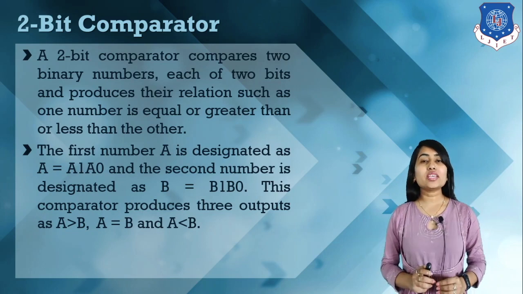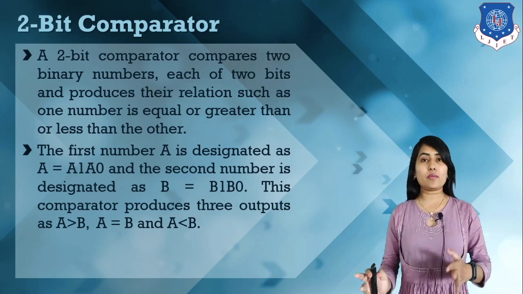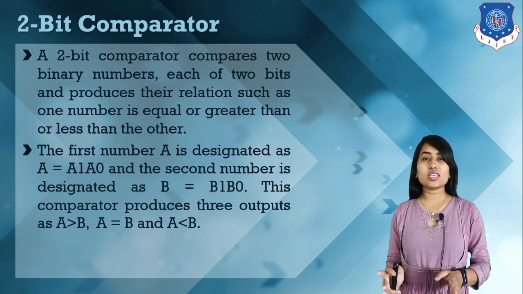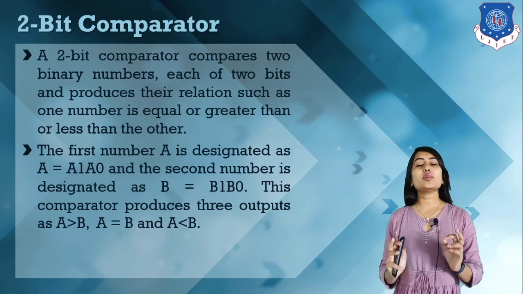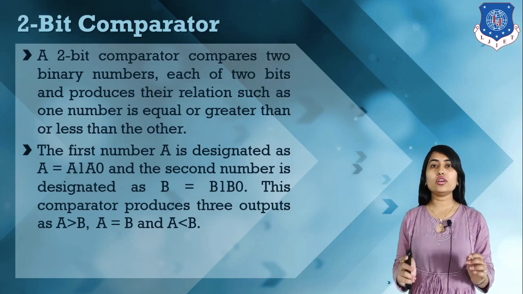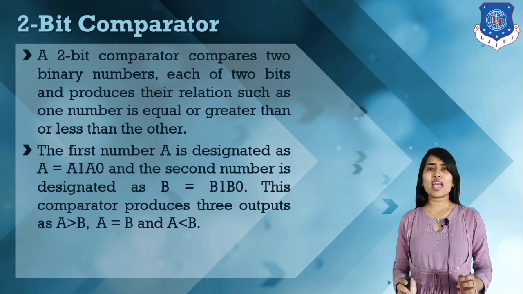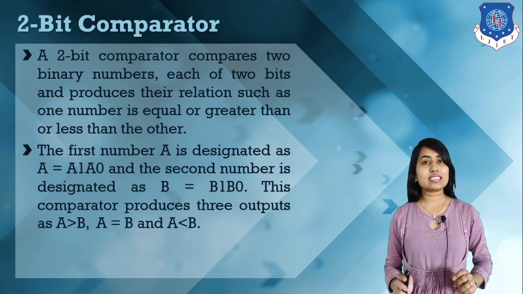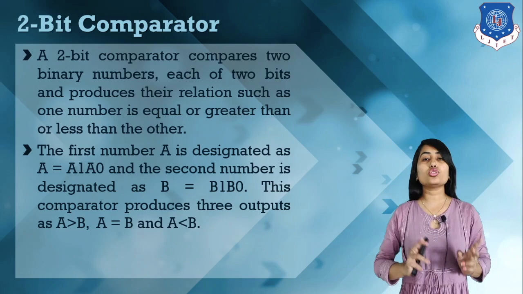For the comparison of two numbers having more than 1 bit, we first have to compare the MSB. If the MSB is equal, then we go to the next bit. So to compare A and B, first we compare A1 and B1 because they are the MSBs of A and B. If A1 is greater than B1, we can write A greater than B. If A1 is less than B1, we can write A less than B. But if A1 is equal to B1, we have to go for the next bit.